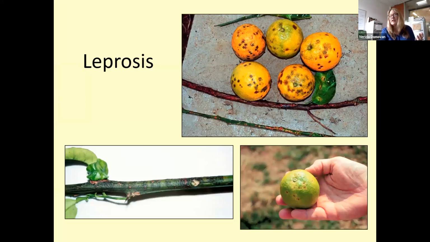We've also got leprosis virus. It's not graft transmissible. It's not a systemic infection. It infects wherever the mite injects the virus, but we have those mites in Australia already. So all it will take is the leprosis virus to enter.